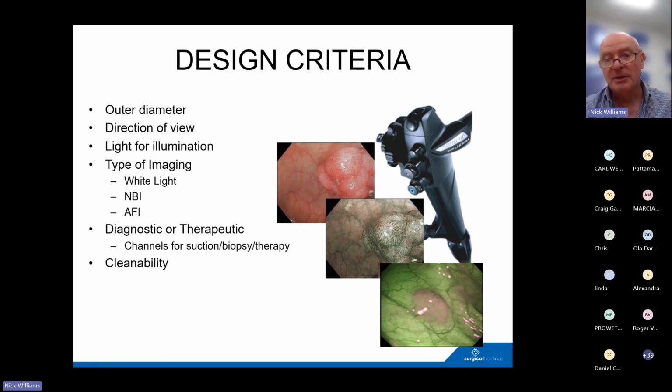Very important in terms of the design is it has to be cleanable, and it has to be serviceable. These are not inexpensive instruments. I mean, a state-of-the-art colonoscope nowadays costs as much as quite a nice car, and you're looking at a life probably in this country of between 10 to 15 years.